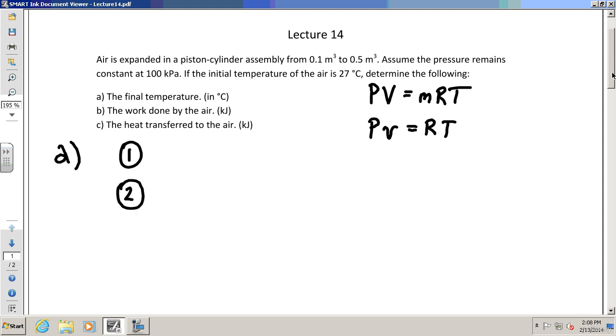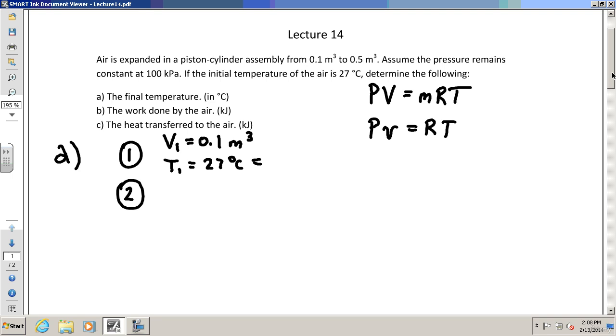What do I know about the initial conditions, basically, of this thing? I know the volume. Certainly V1 is going to be what? 0.1 meters cubed, right? What else do I know? You know the temperature? The initial temperature, right? T1 is equal to 27 degrees Celsius. But what do I need to do if I'm using the ideal gas law?